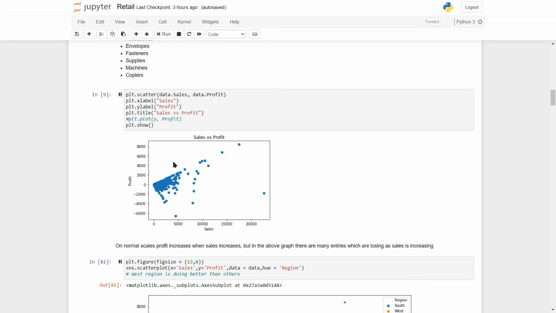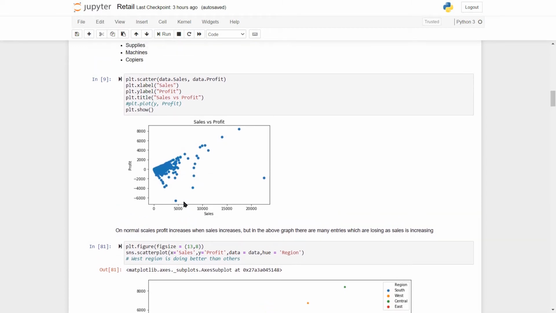You're seeing this graph right now. On a normal scale, profit increases when sales increase, but in this graph, there are many entries which are producing losses as sales increase. Over here, you can see these are the entries which are producing losses. If you see some of the outliers, one got the highest sales, but still ended up in loss. But we have some outliers over here which did pretty well. I would say the majority of the entries are in profit, but there are many entries here which are making a loss. So this is the problem: why are these entries making a loss? We're going to find this answer further.